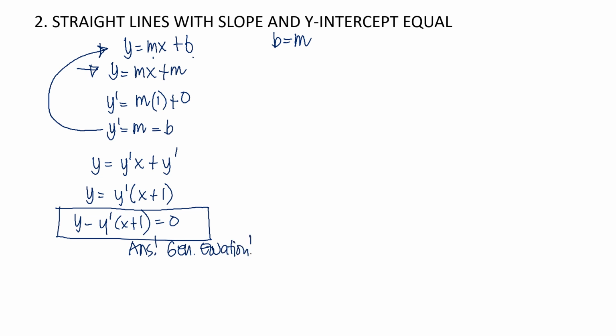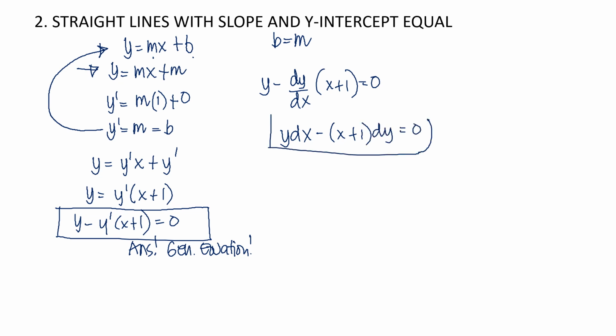Okay. But if you wanna see yung dy dx, we can just write it though na like this. So, y minus dy over dx times x plus 1 is equals to 0. And remove dx from our numerator. This will be y dx minus x plus 1 dy is equals to 0. This is our answer. Okay? So, next problem.